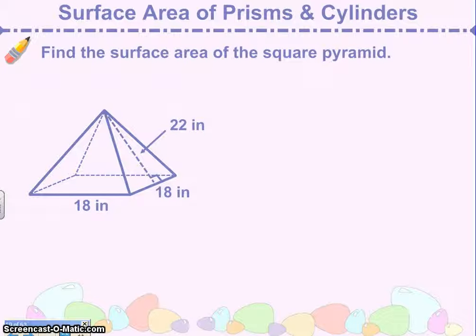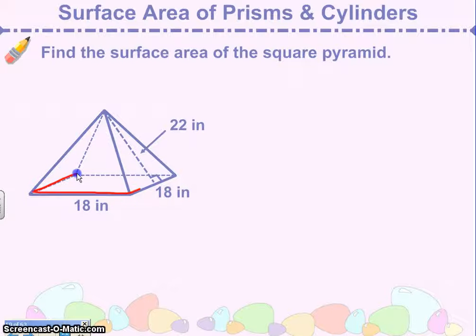Still working with surface area. This time we're looking at a square pyramid. A square pyramid has 5 faces. It's going to have a square base and 4 triangles as the lateral faces. It's going to turn out that these triangles will all be congruent because the base is a square. So let's get started.